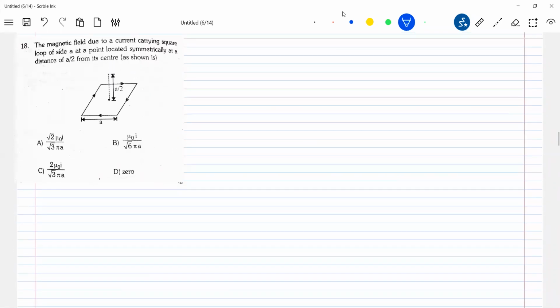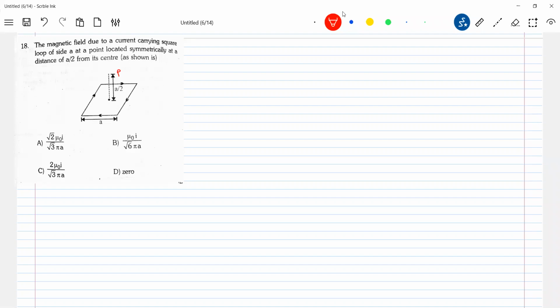Take the next one. Now look at the point. The point lies at a distance A by 2, is what it is asking. So there's a point P you can take. Where is the point P? On the axis here. The magnetic field due to a current carrying square loop of side A, at a point located symmetrically at a distance A by 2 from its center.